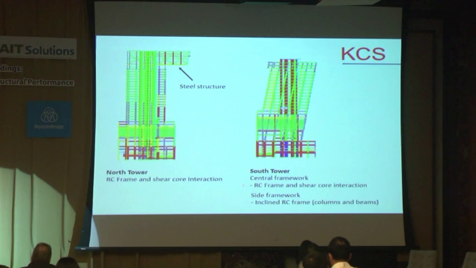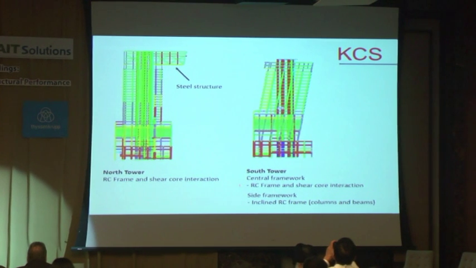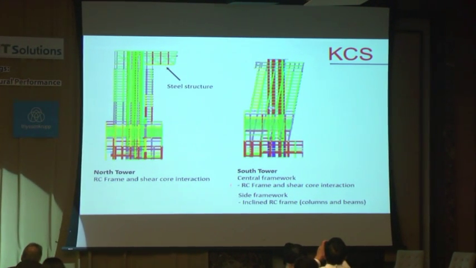For the South Tower, stability of the leaning tower is accomplished through the interaction of the reinforced concrete inclined side frames and the vertical central shear core.